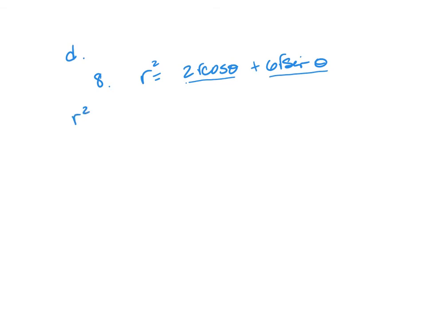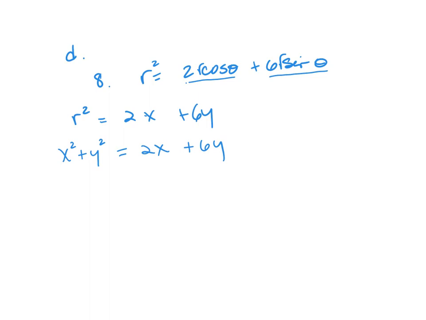And now I have r squared equals 2x plus 2y plus 6y. And I know r squared is x squared plus y squared. So I have x squared plus y squared equals 2x plus 6y. Now technically, that is all in x's and y's, but they want it in a different format. They want it in the format of type A. If you go back to the very first one, they want it in that format.